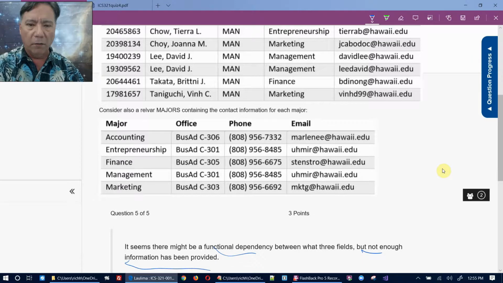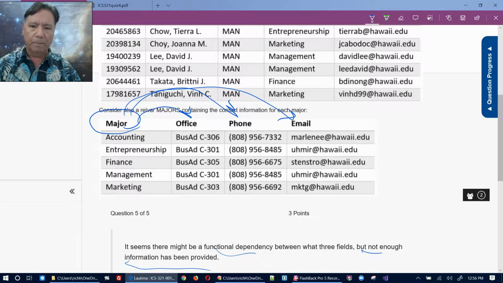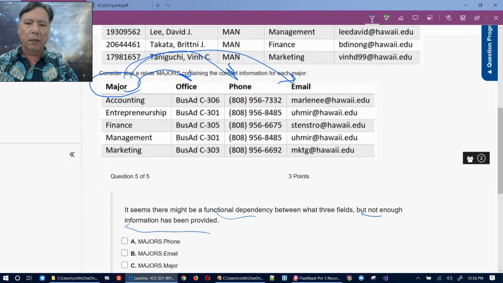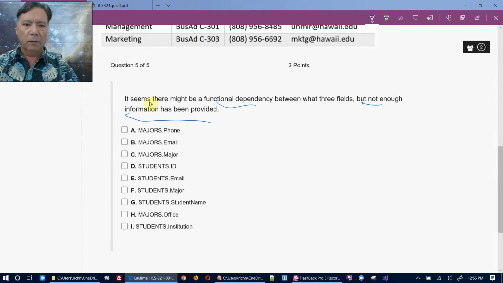Let's take the second table. The only real functional dependencies we have here are that major determines office, and it determines phone, and it determines email, obviously. Okay, so those are the ones we know about. So the question is, there might be a functional dependency between what three fields, but not enough information provided.